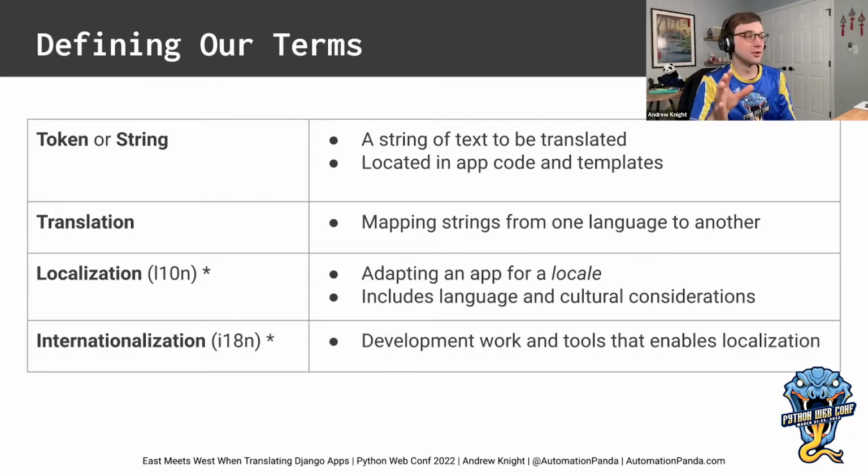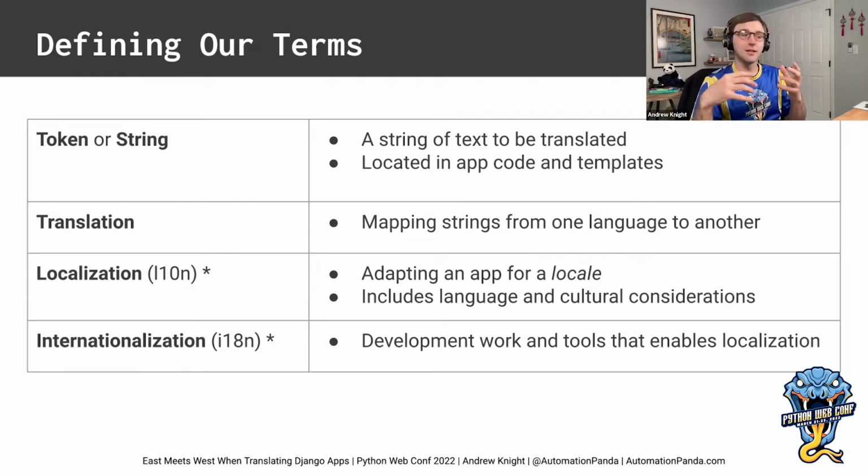It's another $2 word here, internationalization, or i18n. Whereas localization is when we talk about adapting an app for a locale, internationalization is the development work and tools that enable localization, right? Localization is kind of like the output, the product, that you have localized your app. But internationalization is more of the meta level, the abstract level.